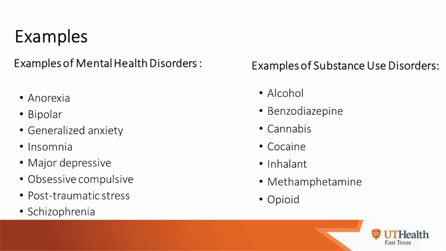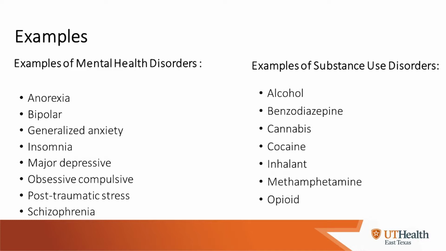So what we're going to actually go over next are some examples of conditions that are mental health disorders, and then we'll also go over examples of substance use disorders. Some of these you may have heard before, so we will first start with mental health disorders. An example is anorexia. That is a type of eating disorder. Bipolar disorder is another example. Generalized anxiety disorder, insomnia, major depressive disorder, obsessive compulsive disorder, post-traumatic stress disorder, as well as schizophrenia.